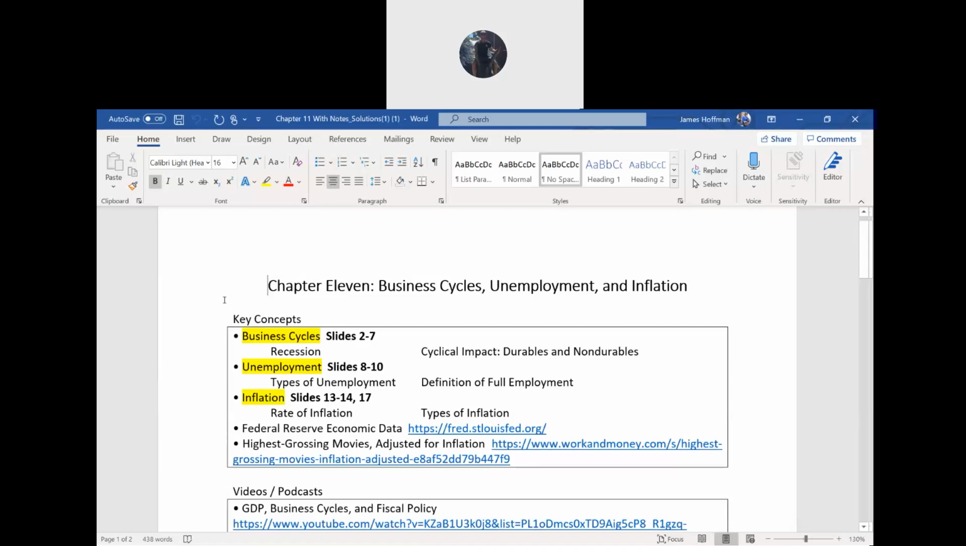Okay, so in chapter 11, we're going to learn about three more important things in kind of an intro to macroeconomics material, and that's about business cycles and unemployment and inflation. All right, so first let's talk about the business cycle on slides 2 to 7.